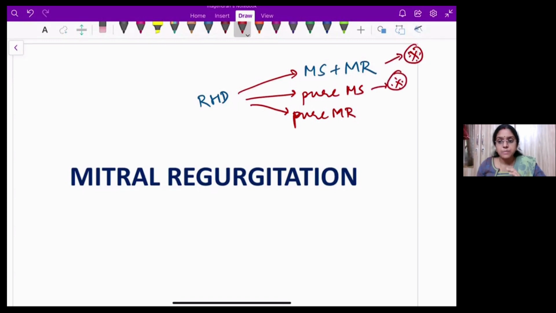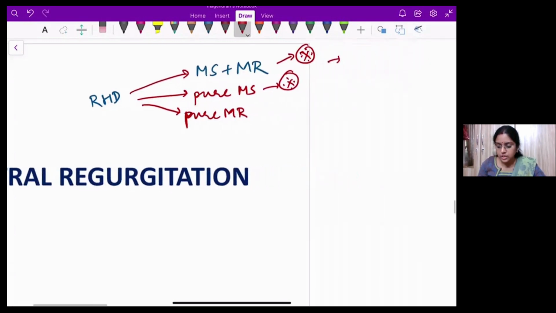When the patient is having MS plus MR, we need to see which is the predominant lesion. Based on which lesion is predominant, we can have those symptoms accordingly. The symptoms by which the patient will present will vary depending on whether mitral stenosis or mitral regurgitation is predominant in that patient. And pure MS is the next variety in which most of the patients will cluster. Pure MR is quite rare in patients with rheumatic heart disease especially, which is very, very common in India.